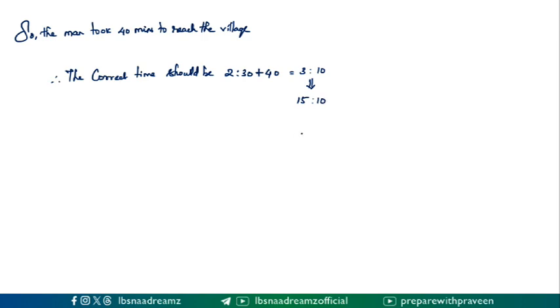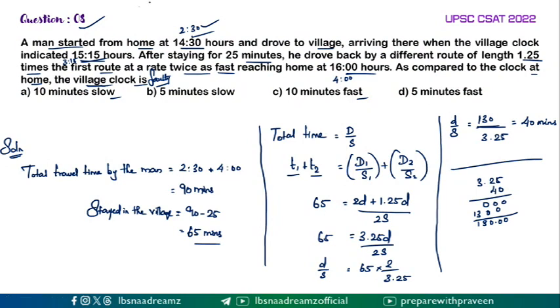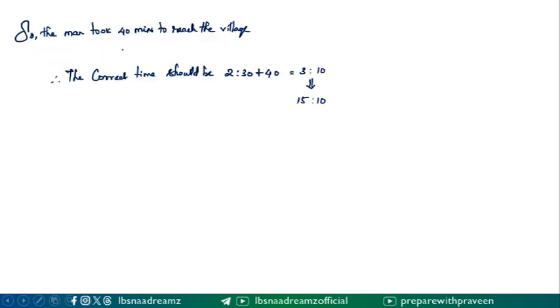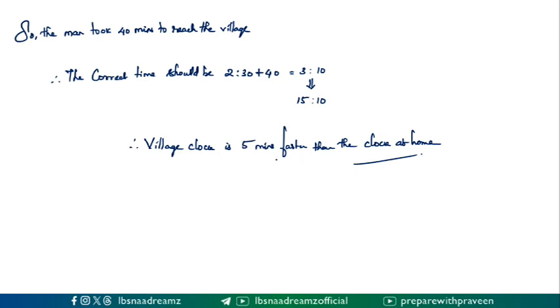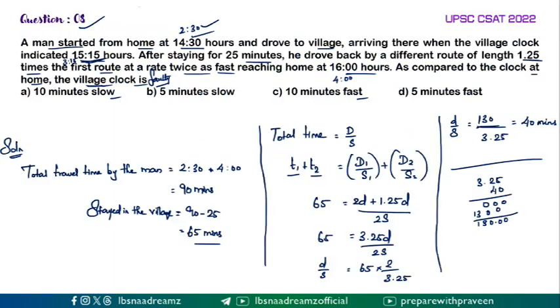But the village clock showed 15:15. So we can tell that village clock is 5 minutes faster than the clock at home. Therefore village clock is 5 minutes faster than the clock at his home. So 5 minutes faster. Option D. Yeah, option D is the right answer.